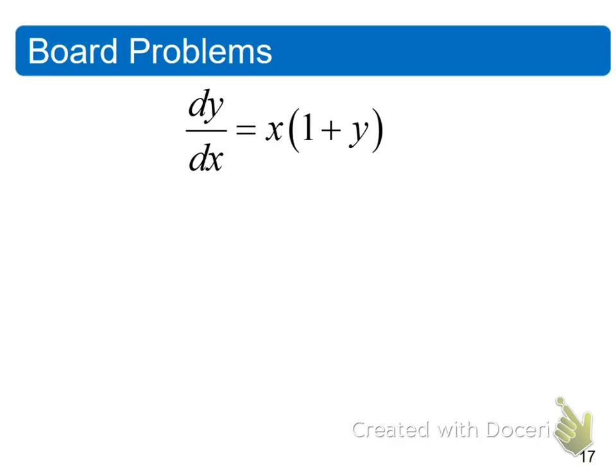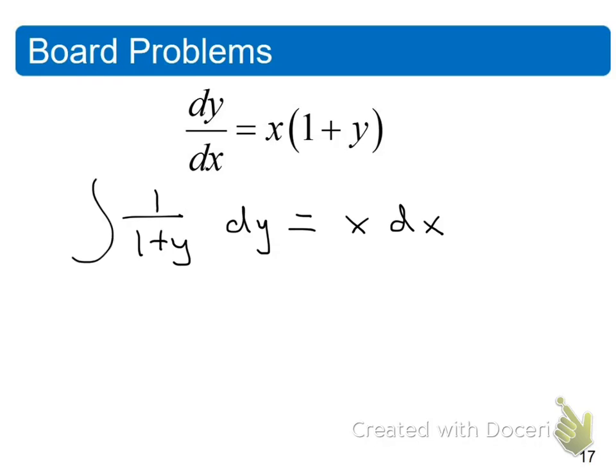So we want to solve dy over dx equals x times 1 plus y. So we need to separate. That's our first step. Can I move this 1 plus y over to here and have 1 over 1 plus y dy, and if I multiply both sides by dx, it becomes equivalent to x dx. Everybody comfortable with that? Yes? We have it separated. Separate, integrate. Let's integrate.